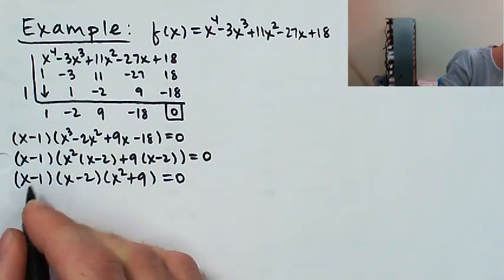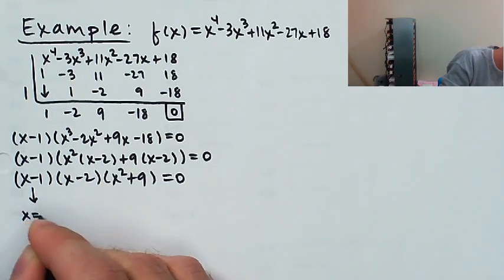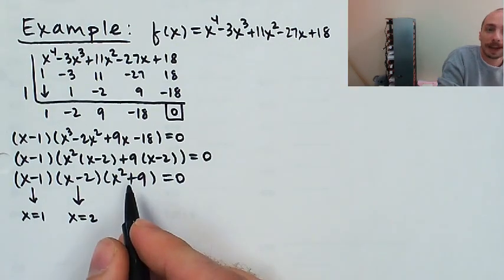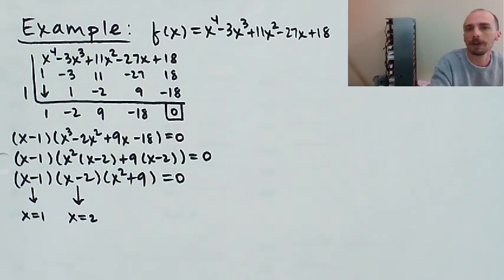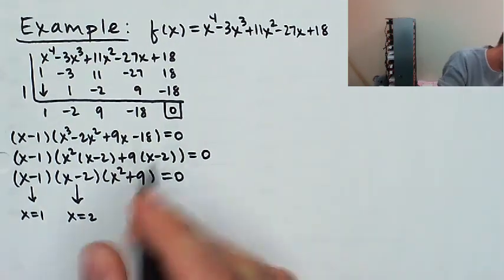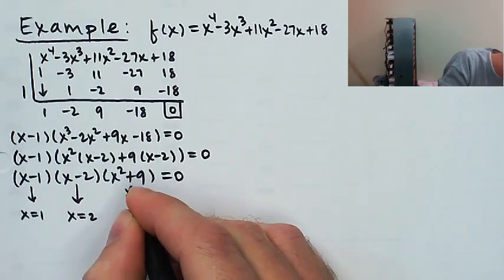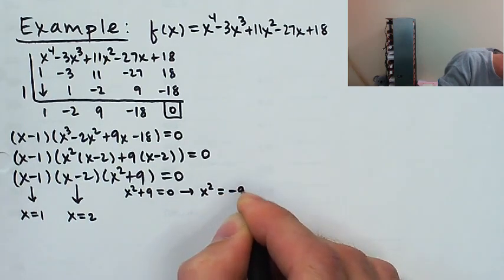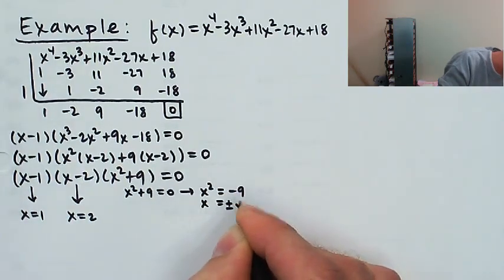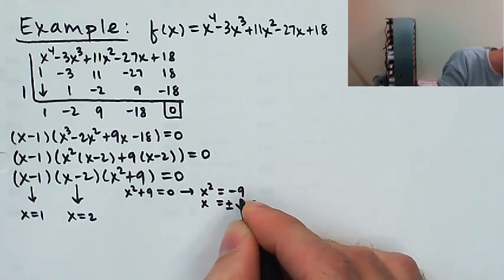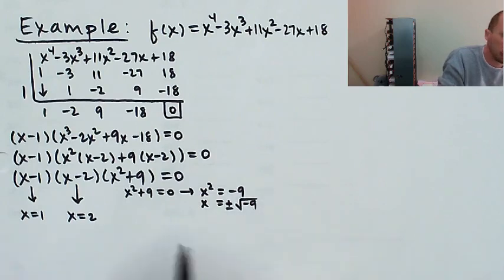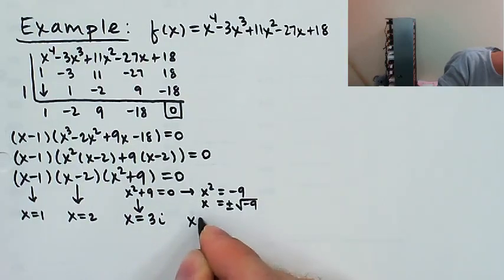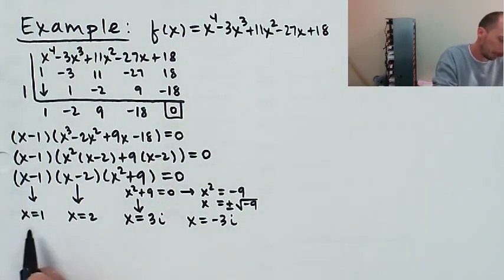All right, so this factor could equal 0 if x was equal to 1. This factor could equal 0 if x was equal to 2. And x squared plus 9 could equal 0, but maybe you don't have enough experience solving this yet to just see what the roots are going to be. So I might just go, x squared plus 9 equals 0. That gives me x squared equals negative 9. Take the square root of both sides. Don't forget the plus or minus. The square root of negative 9 is going to be 3i. So I've got plus or minus 3i. That gives me x equals 3i and x equals negative 3i. So these are my roots.